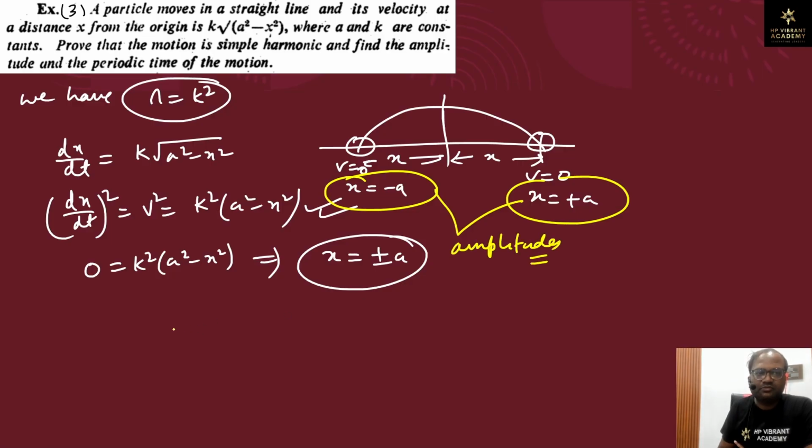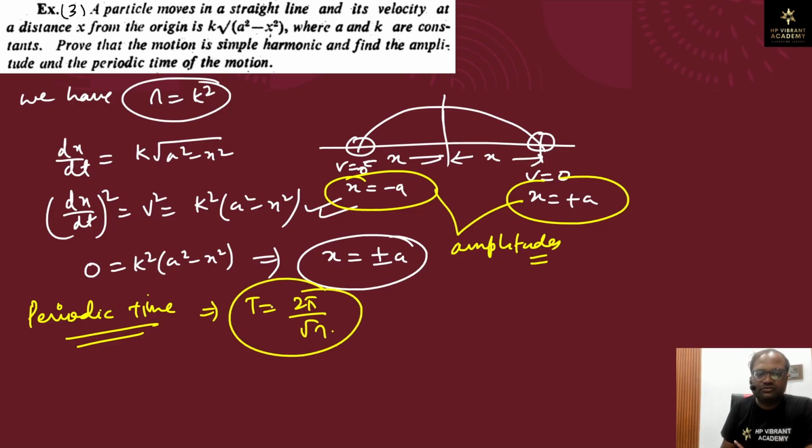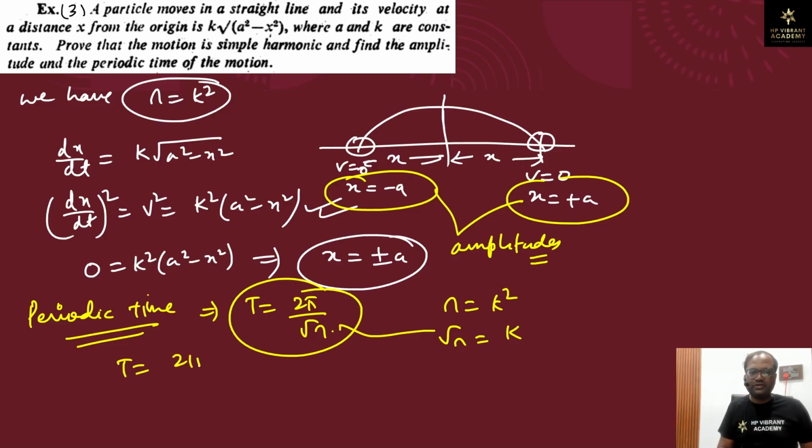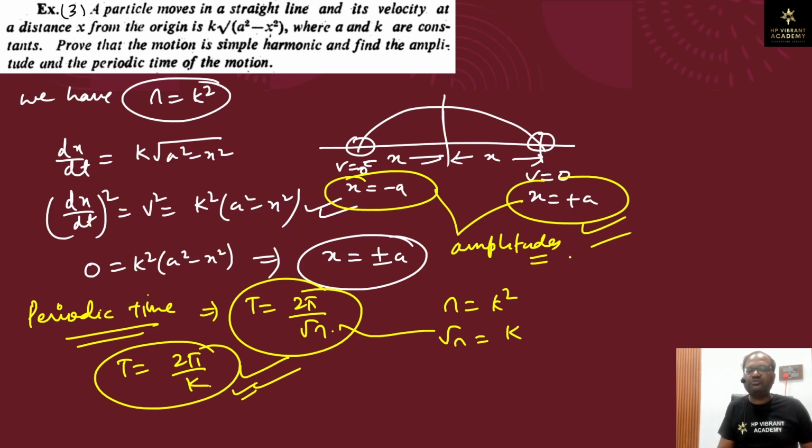Okay, so let us find the periodic time. We have the periodic time as T equal to 2π upon root under μ. So we have μ equal to k², so root under μ is equal to k. Let us put root under μ as k here. So the time period is equal to 2π upon k. So this is our periodic time: T equal to 2π upon k is the periodic time and the amplitude is x equal to plus minus a.